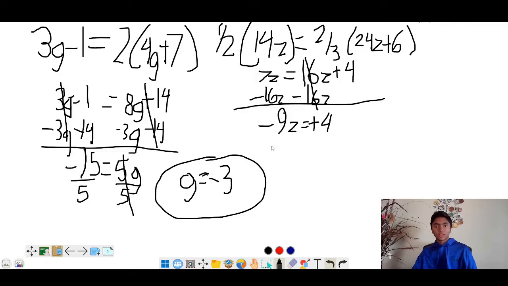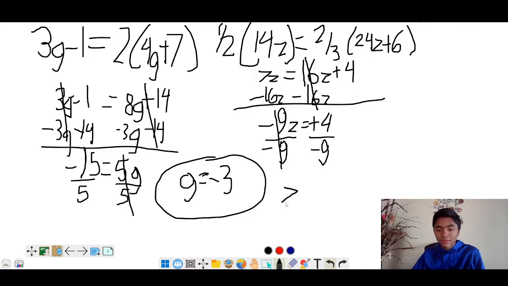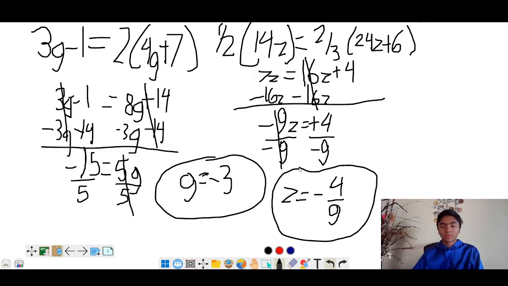And now there's just one step left. Divide both sides by negative 9. Oops, slipped up a little bit. Negative 9. And so the negative 9's will cancel out, and you'll be left with that z is equal to negative 4 over 9. And that is our answer. So, now that we've done equations, let's move on to some inequalities.